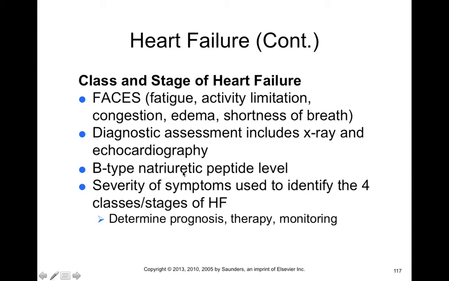You won't see B-type natriuretic peptide levels unless this is chronic heart failure because these natriuretic peptides, or atriopeptins, are released due to chronic stretch of the atria. And the severity of symptoms used to identify those four classes of heart failure helps determine prognosis, therapy, and monitoring of the patient based on the class or stage of the progression of their heart failure.